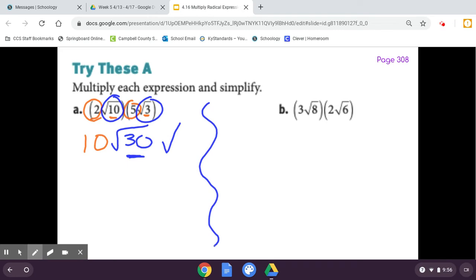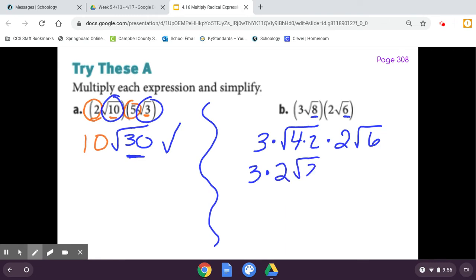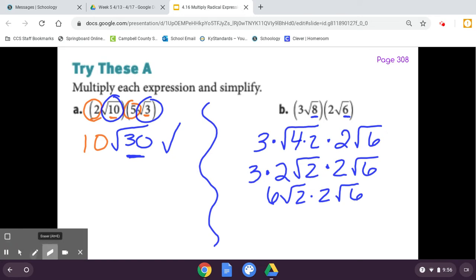All right, over here, however, I can pull a perfect square out of 8, okay, but I cannot out of 6. So this is 3 times the square root of 4 times 2 times 2 square root of 6. So this is 3 times 2, since that's the square root of 4, times square root of 2, times 2 square root of 6. Leaves me with 6 square root of 2 times 2 square root of 6. That's kind of funny there. So from there, we can go ahead and multiply our like terms here.